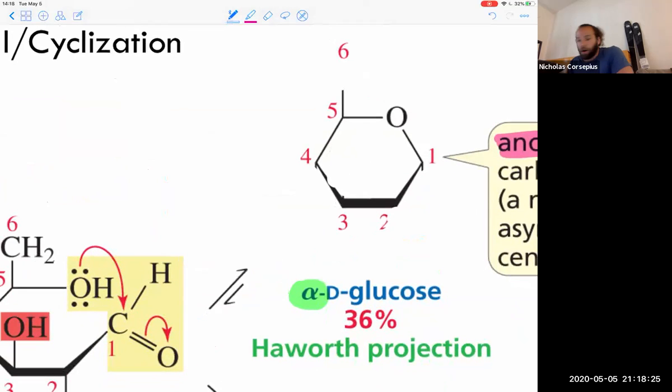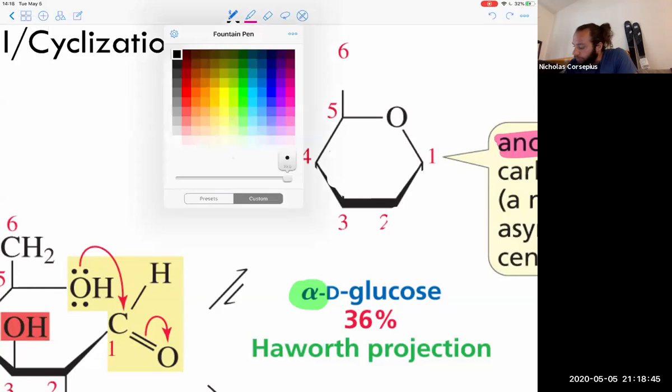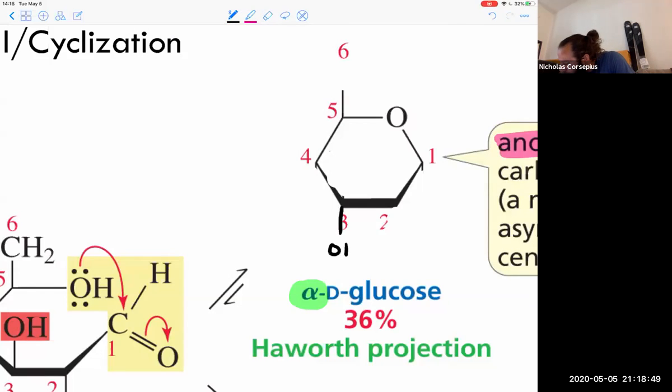All right, but this would be like a Haworth type projection of your sugar. It's not quite our normal chair conformation that we're used to seeing. You have the oxygen in the back, and then the other carbons are sort of sticking out in front. And the whole reason that we have these types of drawings is because you can draw all the possible different sugars using this type of projection, right?